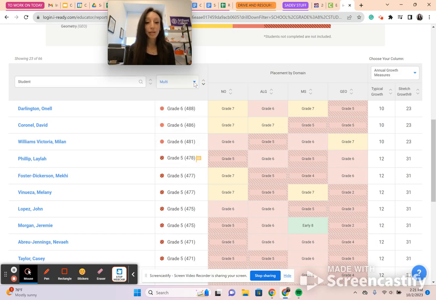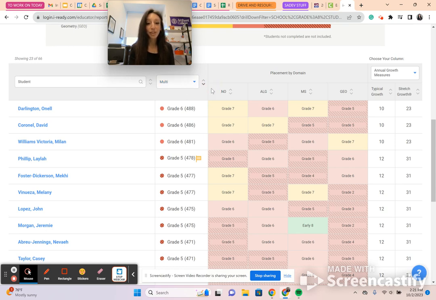So if I were to change this to take a look for my kids who need the most support, right? So I just selected red and then the deep red. So 2 grades below grade level, and then kids who are 3 or more grade levels below as a conglomerate of all 4 of these domains put together.